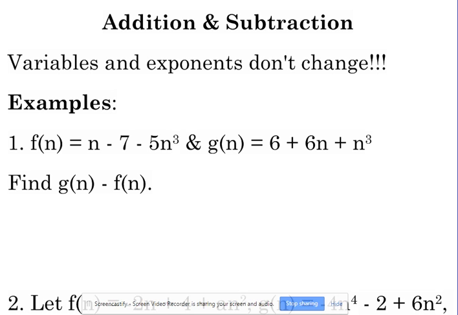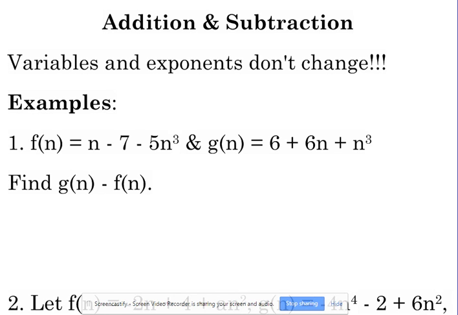So let's look at this first example. We are told that f of n is equal to n minus 7 minus 5n cubed, and g of n, okay, so that's just function notation, is 6 plus 6n plus n cubed. So we've got two separate named functions. Find g of n minus f of n. So we're taking the g function and we are subtracting the f function.